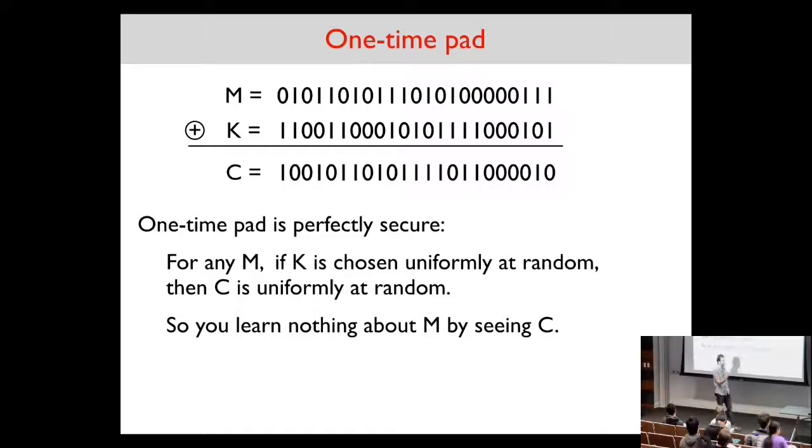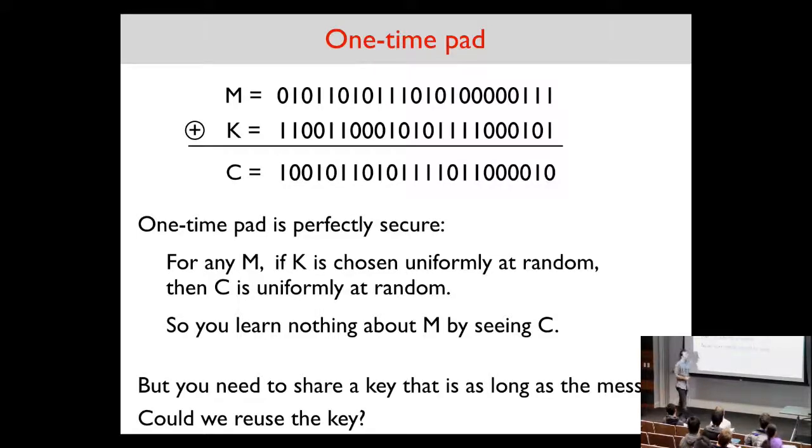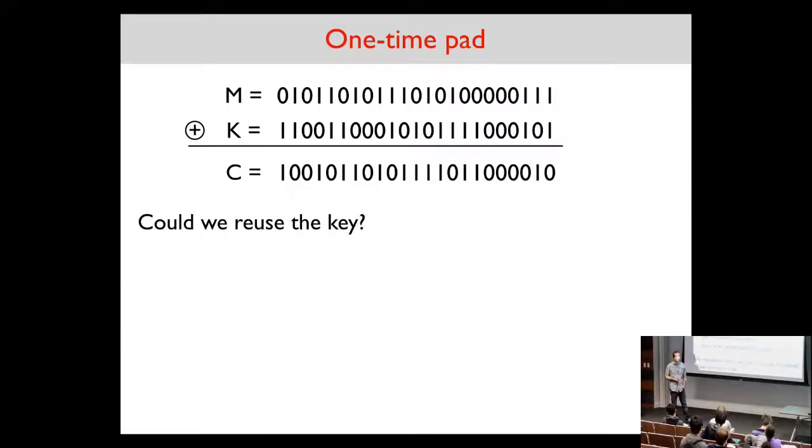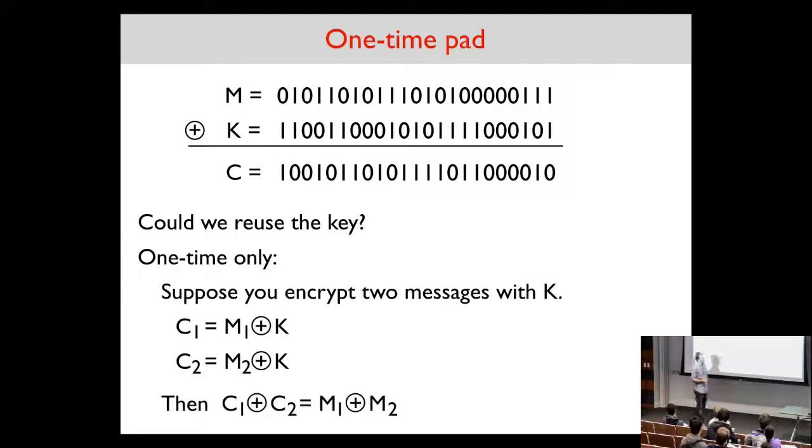So that's at an intuitive level. There's a way to formalize everything. The downside, of course, is you need to share a key that is as long as the message for this to work. And you can ask, can we reuse the key? Use the same key to encrypt different messages. That turns out to be a bad idea. There's a reason why it's called one-time pad. So it's one time only in the following sense.